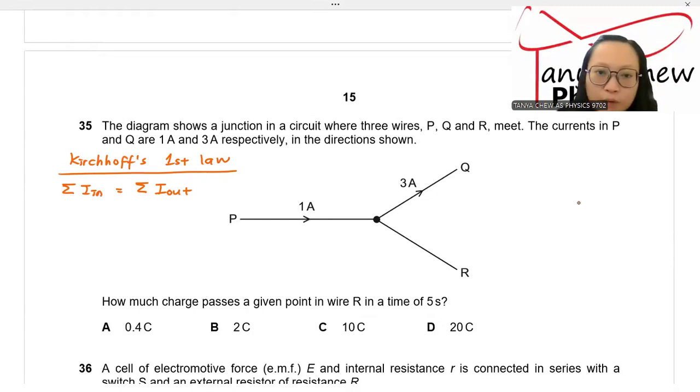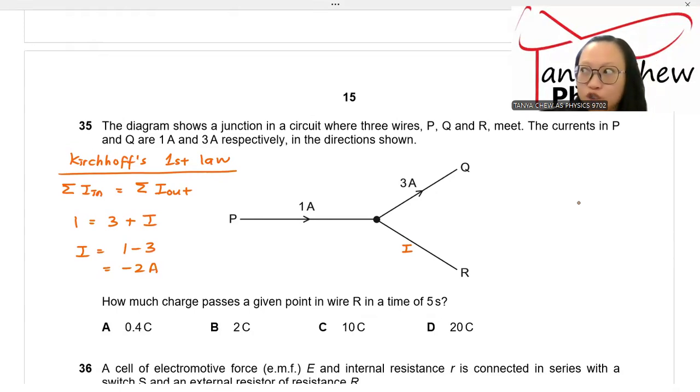Right? So current into the junction, I only have 1 ampere. Current out from the junction, I have 3 plus, I just write I here, plus I. So the current across R would be I is equal to 1 minus 3, which is equal to negative 2 ampere.